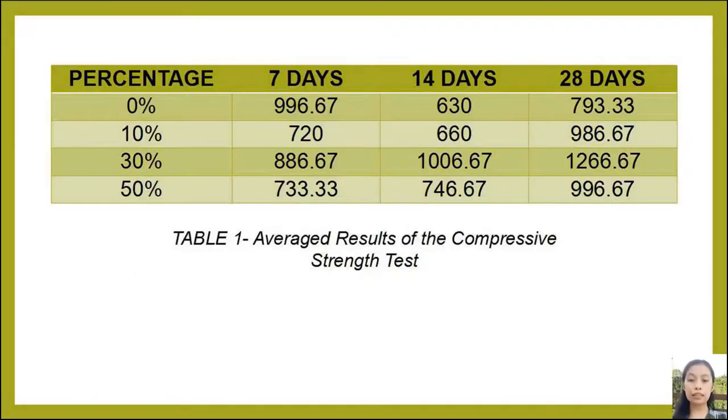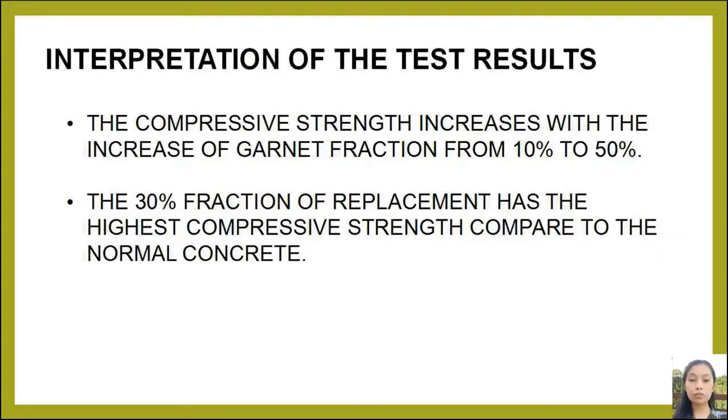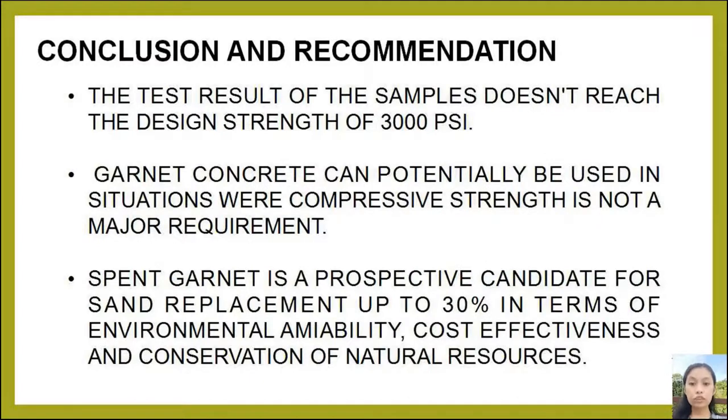Here are the average data of the result of the compressive strength test of the 36 cylindrical concrete with different percentages at the given days of its concrete curing. Interpretation of the test result. First, the compressive strength increases with the increase of garnet fraction from 10% up to 50%. Second, the 30% fraction of replacement has the highest compressive strength compared to the normal concrete. This means that the 30% partial replacement of spent garnet may be the ideal percentage that might replace the sand in producing concrete. Conclusion and recommendation.